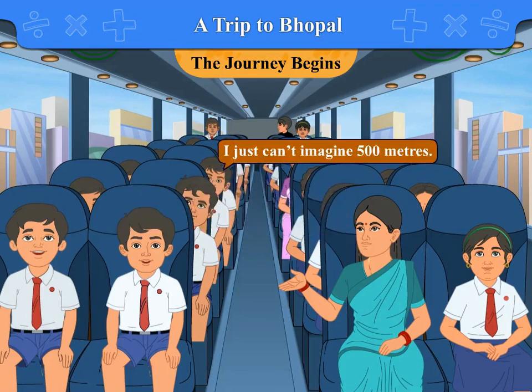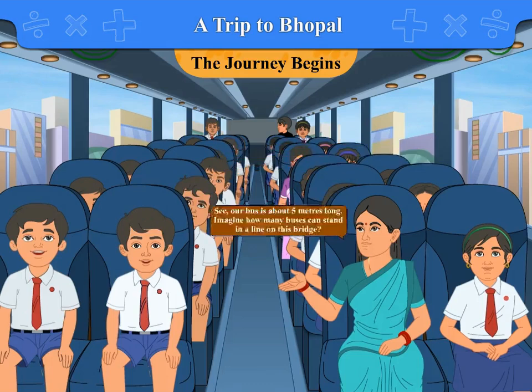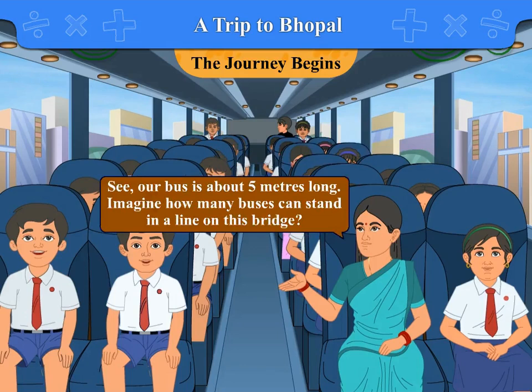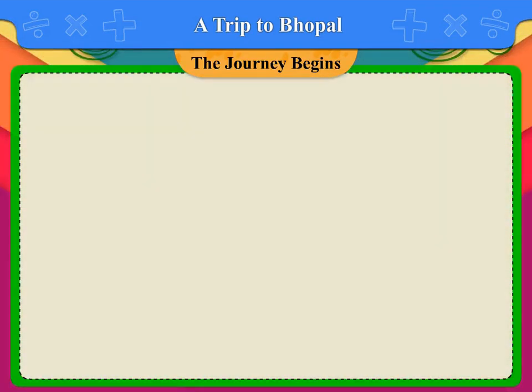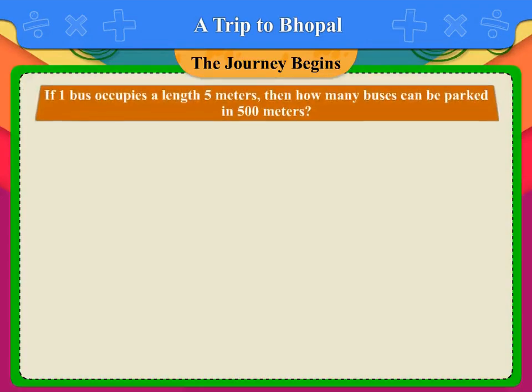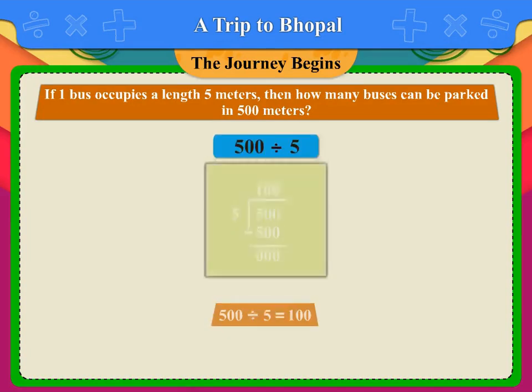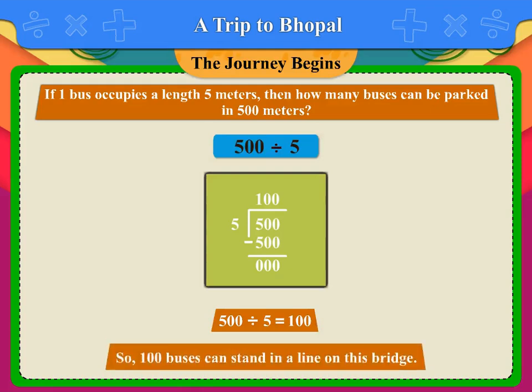Sadaf said, "I just can't imagine 500 meters." Miss Asha explained, "See, our bus is about 5 meters long. Imagine how many buses can stand in a line on this bridge." Come on, let us solve using maths. If one bus occupies a length of 5 meters, then how many buses can be parked in 500 meters? So, we divide 500 by 5 to get 100. So, 100 buses can stand in a line on this bridge.